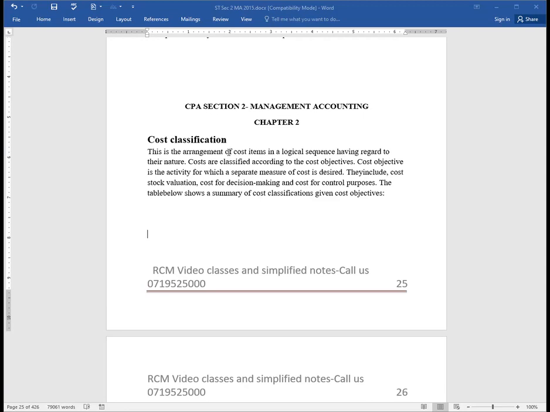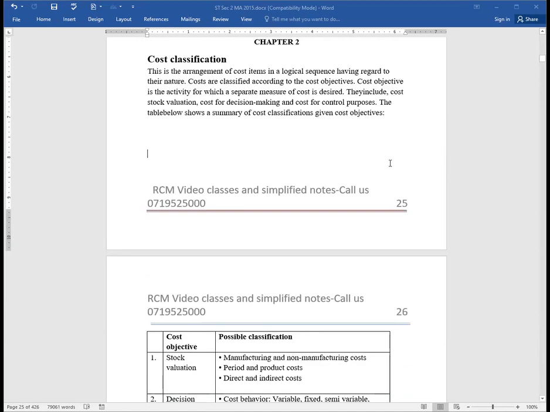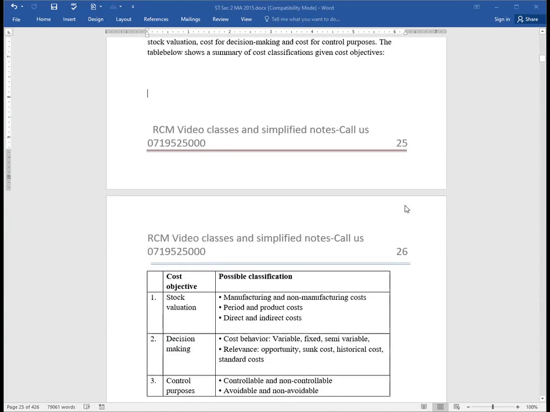Ladies and gentlemen, I would want to reiterate something here. A cost goal or cost objective is that activity which you would want to evaluate its cost as a standalone activity. So we shall be able, ladies and gentlemen, to see further to this as we progress. So look at this. Cost objective, like the first goal will be to carry out a stock valuation. We have decision-making, control purposes.